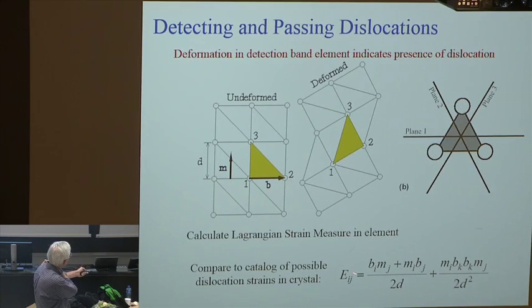But we know exactly how to measure the strain in the element in terms of the normal and the Burgers vector. We know that strain due to a dislocation is exactly this. And so if we see that strain in an element, then we know what the dislocation Burgers vector was and what the slip plane was. So we just sit and measure the strains on all of these elements, and if we get this strain, we say, there's a dislocation there.